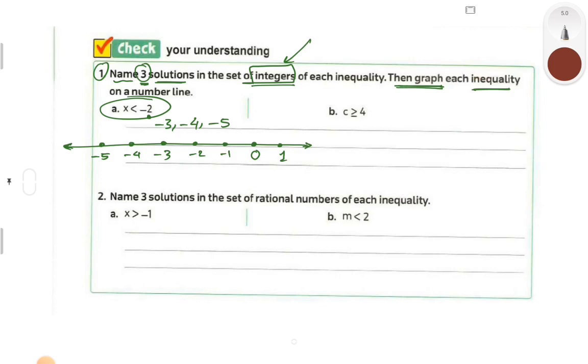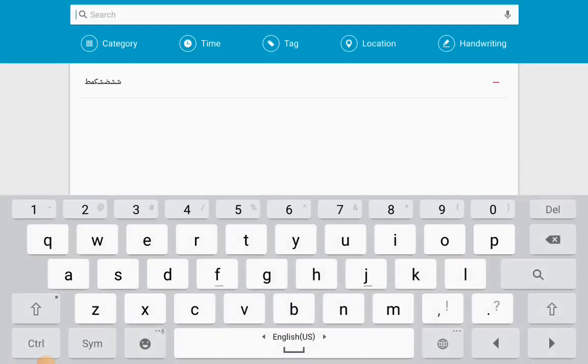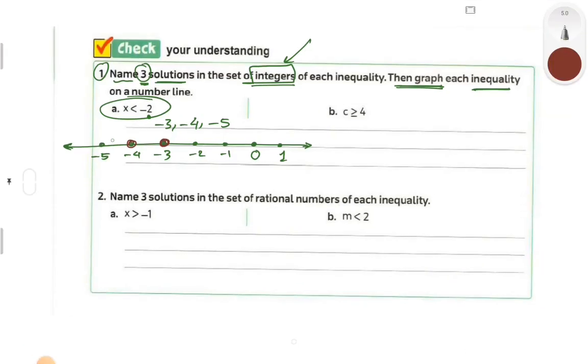Now to graph each inequality. Where is the inequality? Here, x less than -2. So -2 does not belong to this inequality. So start with what? With -3, -4, and -5, and so on. This is how to graph: start with -3 and -4 and -5 and go toward the negative integers.